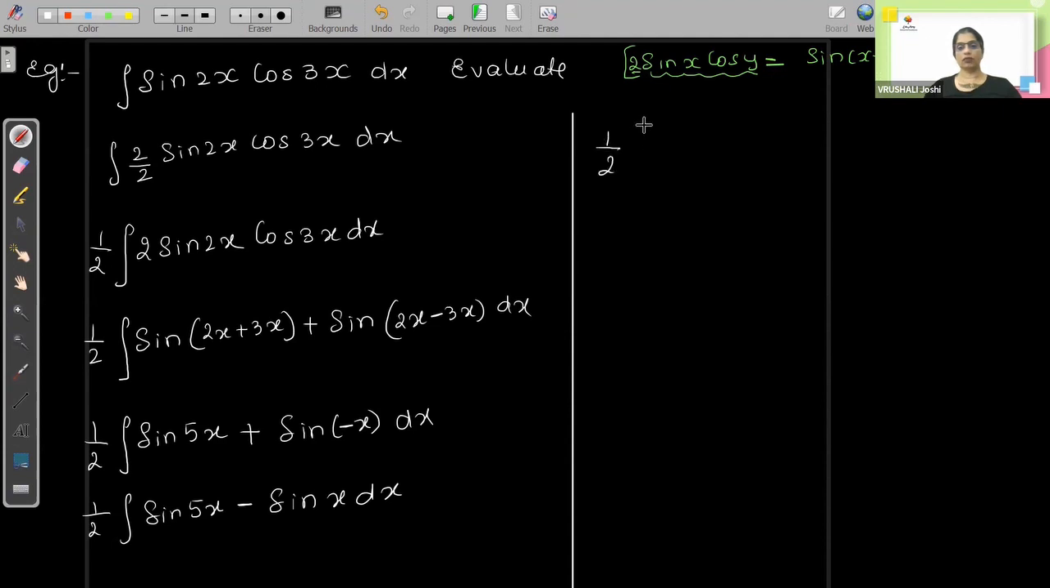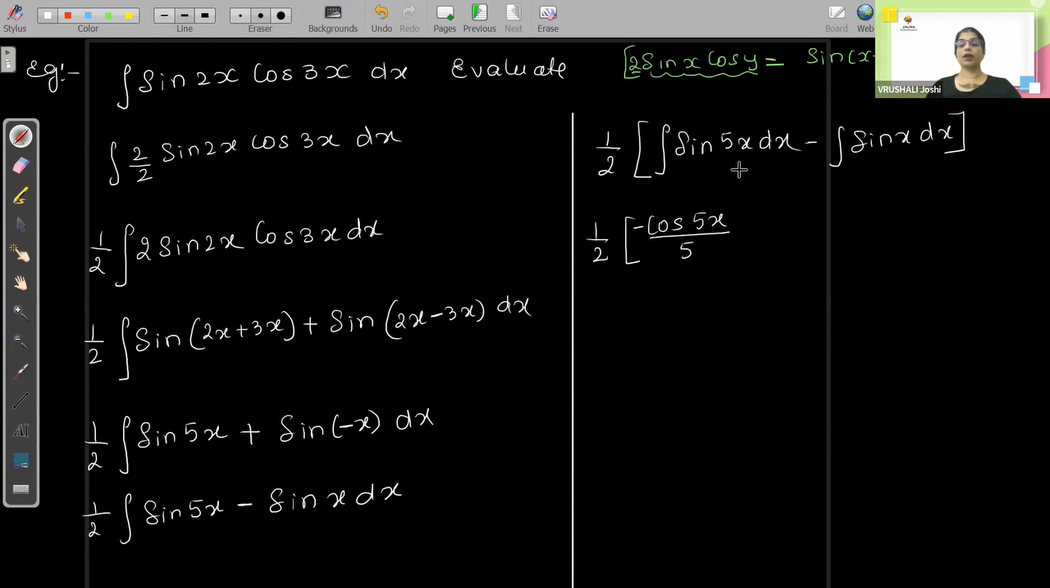So we can write half into bracket: integration of sin 5x dx minus integration of sin x dx. Now we can write this as half into bracket, sine 5x ka what will be the derivative of sine 5x? The derivative of sine 5x will be cos, minus आएगा ये minus cos 5x divided by 5. Why? D by dx of 5x, correct?